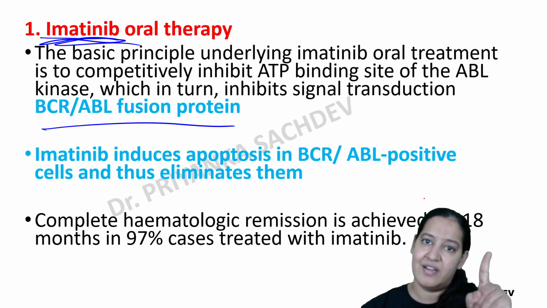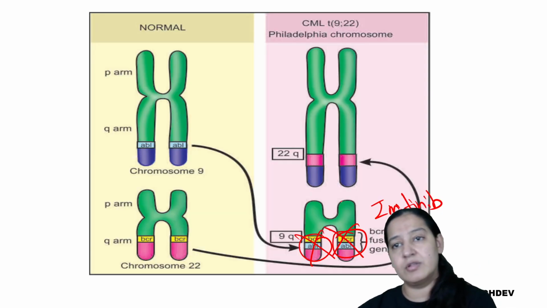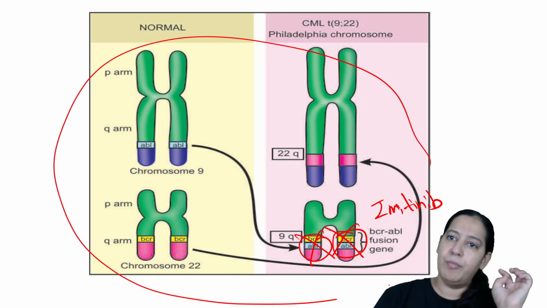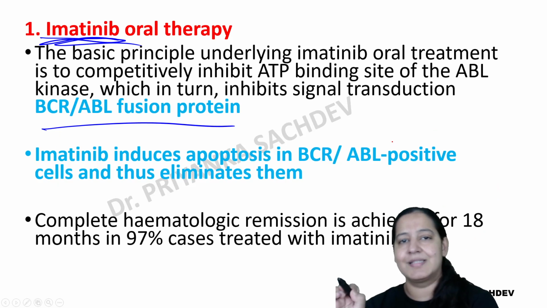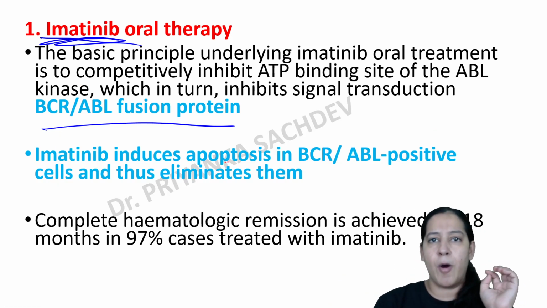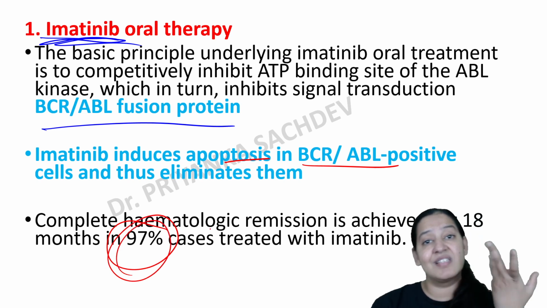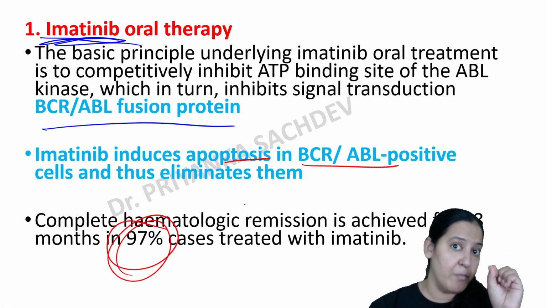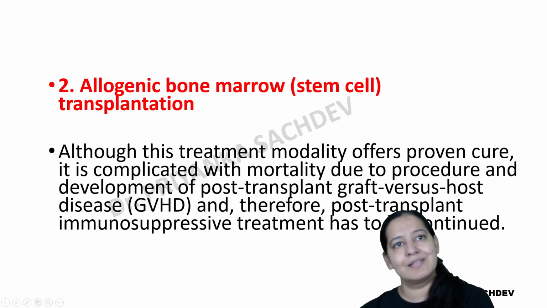It is the first targeted therapy to be discovered. It inhibits the ABL BCR fusion gene, and the myeloblast inside which this is formed undergoes apoptosis. That cell is killed. So imatinib induces apoptosis in ABL BCR positive cells. In 97% of the cases it gives complete remission. It comes in the form of a tablet. Daily the patient has to take 1 tablet. But it is costly. So that is the treatment.